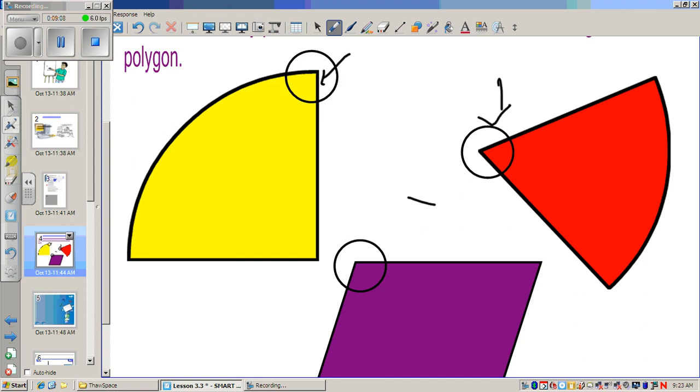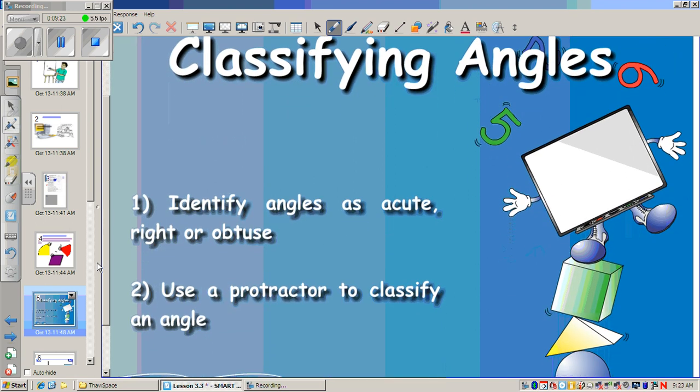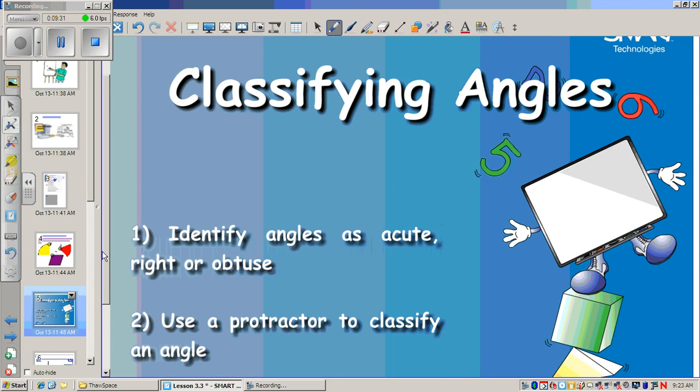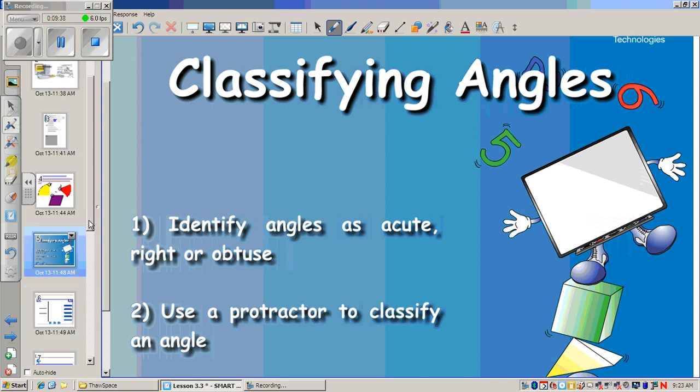So I have a 90 or a right angle, I have an acute angle, less than 90, and I have an obtuse angle, which is more than 90 degrees. All right, so let's move on. We're going to talk about classifying angles. This is identify angles as acute, right, or obtuse, and I just talked about that. And it says using a protractor, you can classify an angle. Again, very true, okay? So we can definitely identify angles by their measure and by knowing what an angle looks like. So I think that's also very important.